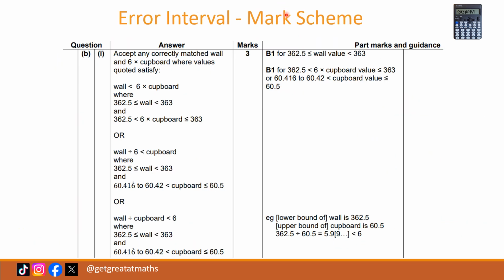Now the mark scheme on this question will show us that there are 3 marks. You get B1, which is a method mark to show where the methods are awarded. You can see there are a variety of different ways that you could have approached this question. So you could have done the length of the wall divided by 6, or the length of the wall divided by the cupboard, to show whether it gave you a value of 6 or not. There are different ways of approaching this. I just showed you one of the methods. It's up to you which way you choose to do the question.